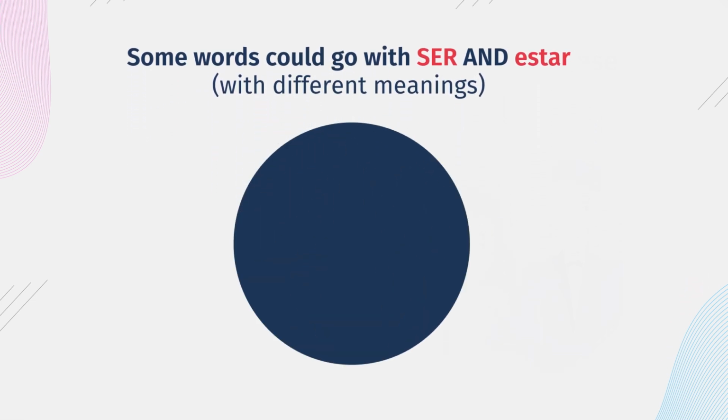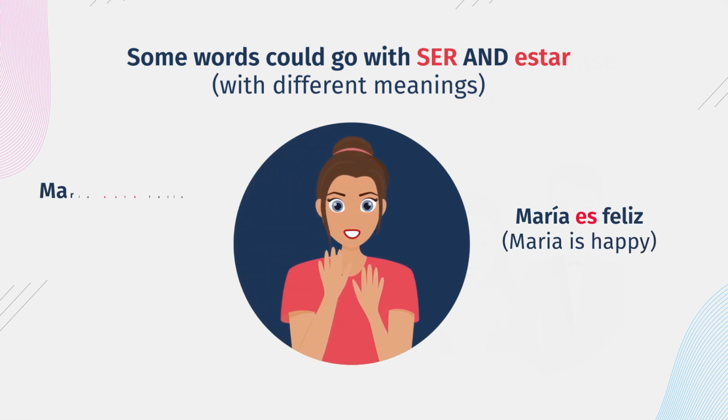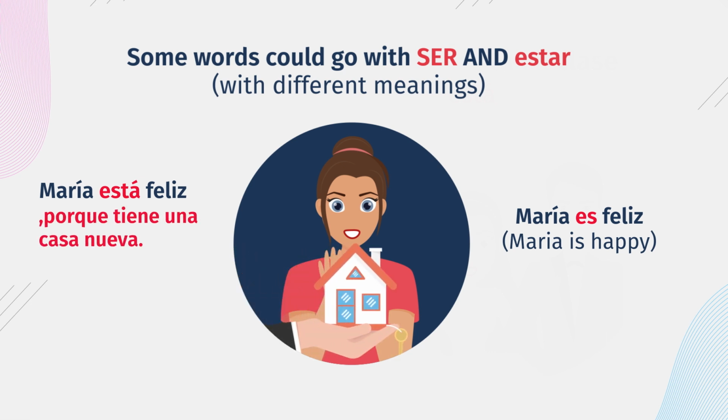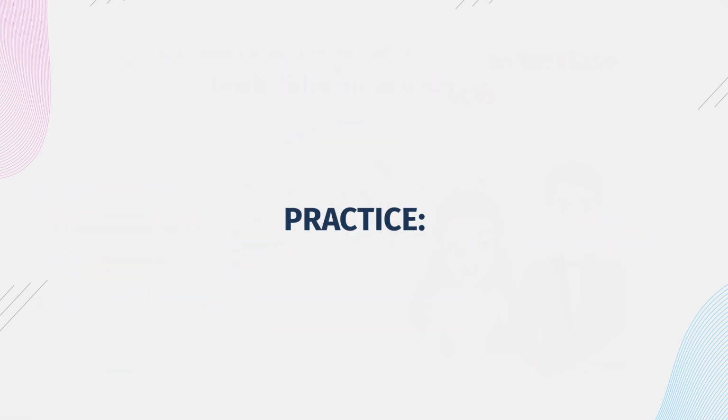Some words could go with both verbs, ser and estar, but the meaning could change. Let's take a look. María es feliz. María is happy. María está feliz porque tiene una casa nueva. María is happy because she has a new house. See? This one changed a little bit. In both sentences, Maria is happy. In the first one, with ser, she is a happy person in general. In the second one, she is happy now, at the moment, temporary, because something caused her happiness, which is her new house.